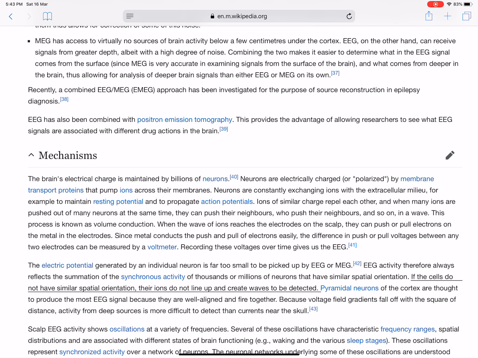Pyramidal neurons of the cortex are thought to produce the most EEG signal because they are well aligned and fire together. Because voltage field gradients fall off with the square of distance, activity from deep sources is more difficult to detect than currents near the skull.